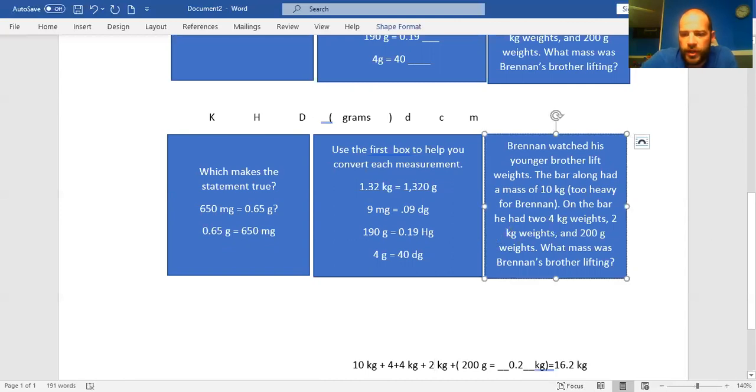I put 2 kilogram weights, so that's like a 1 plus 1, so that's 2. And then I converted 200 grams into kilograms, 0.2. So I'm going to add all those together, and it's going to change now that I added that other 4. We have 18, 19, 20, and 2 tenths. 20 and 2 tenths. Okay.